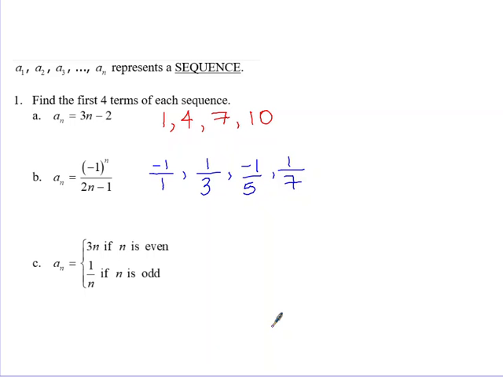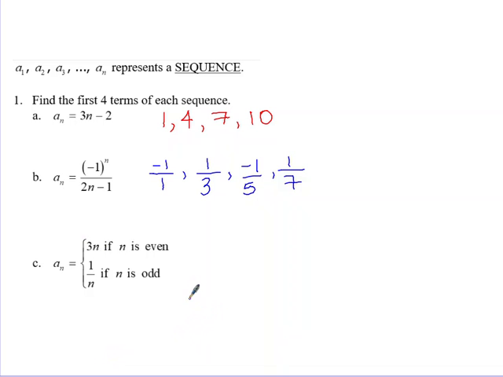Our third example is a piecewise defined sequence. You have learned about piecewise functions in the past. We have two different rules that apply for different values of n. So if n is odd, meaning the first, third, fifth, seventh terms, you are going to follow this rule, 1 over n. And if n is even, so the second, fourth, sixth, eighth, etc. terms, you are going to follow this rule, 3 times n.